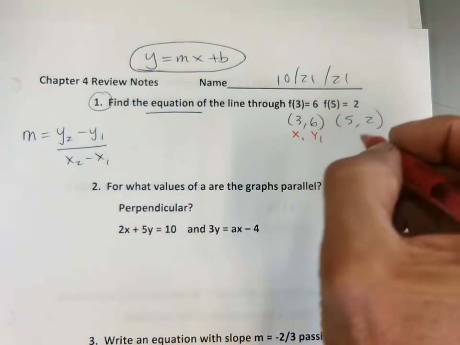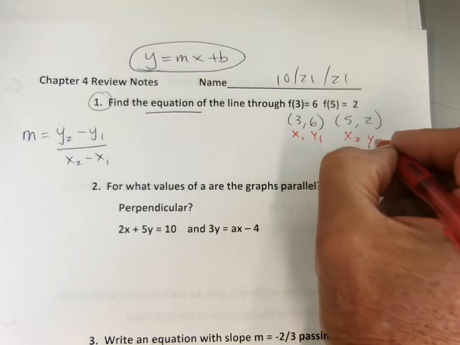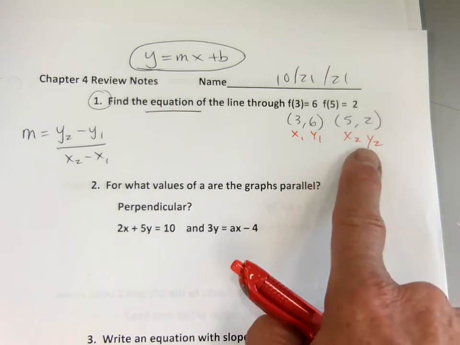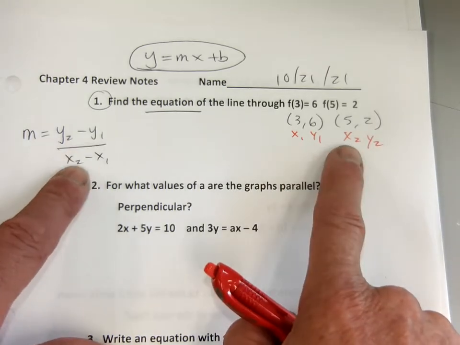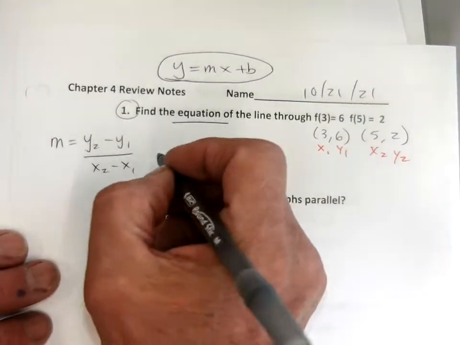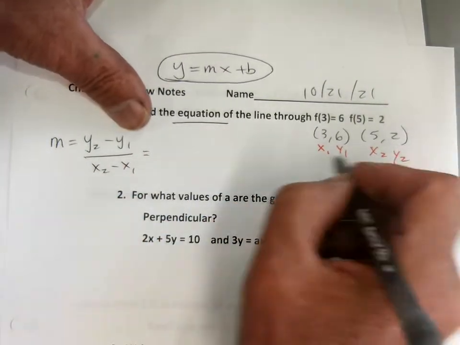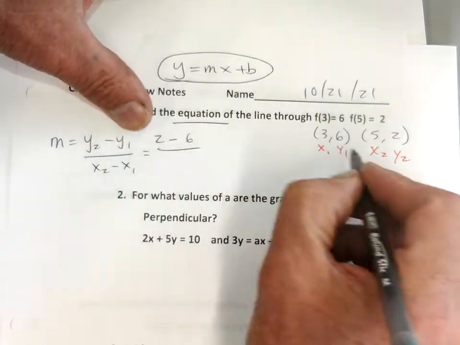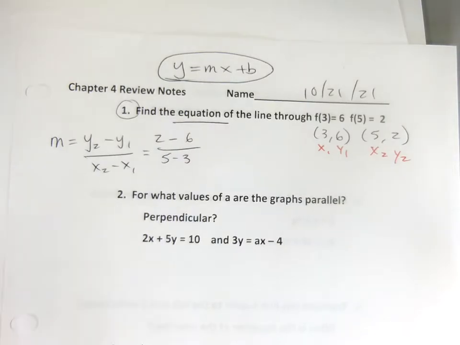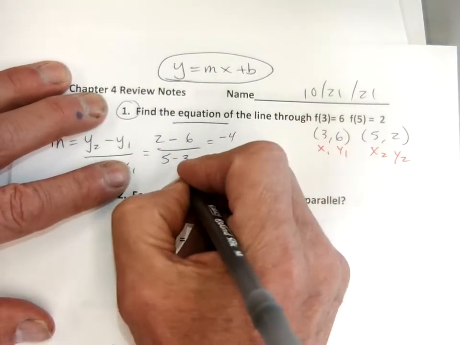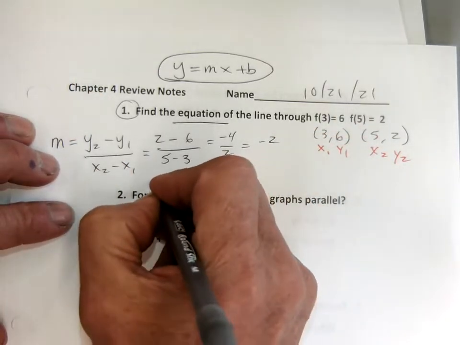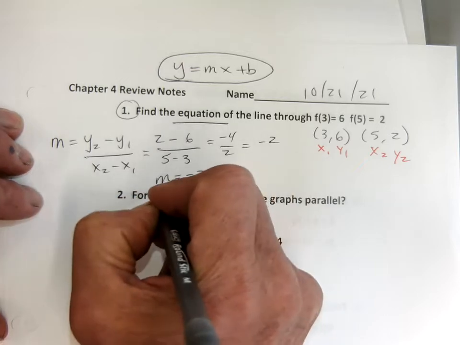Yeah. And x2, y2. So I'm just going to plug the numbers into this formula. y2 is 2, y1 is 6, x2 is 5, x1 is 3. So we'll rewrite my slope formula as 2 subtract 6 over 5 subtract 3. Simplifies to negative 4 over 2, which is negative 2. That's my m. m equals negative 2.